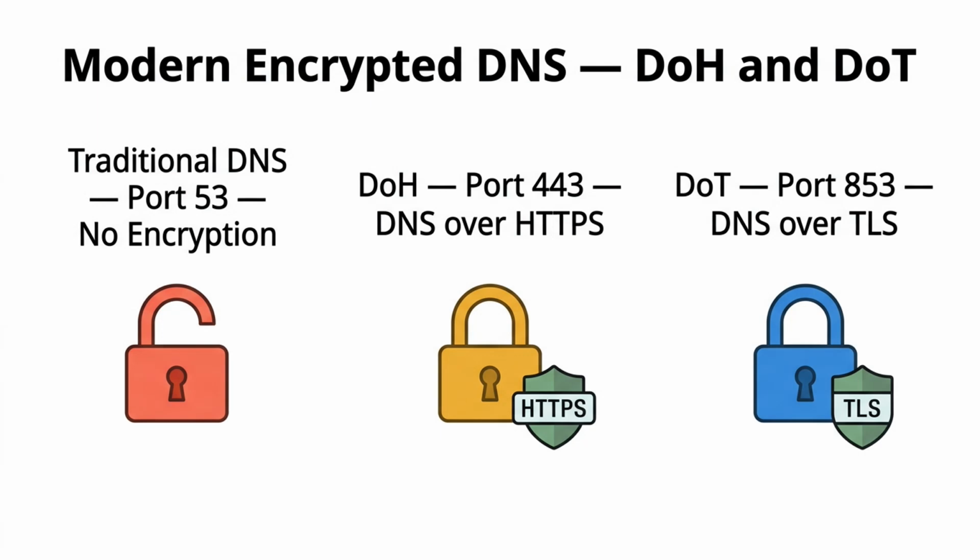Traditional DNS is unencrypted, which means anyone between you and the resolver can see your queries. Two modern solutions fix this. DNS over HTTPS, or DoH, sends your DNS queries inside regular HTTPS traffic, so it looks like normal web browsing. DNS over TLS, or DoT, encrypts DNS using TLS on a dedicated port. Modern browsers like Chrome and Firefox already support DoH by default. This makes your DNS lookups private and secure.